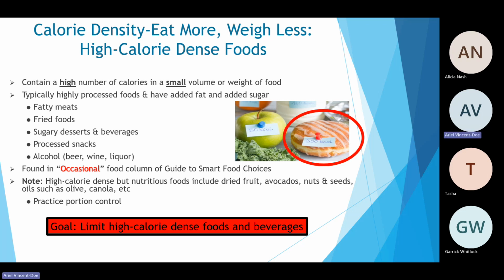Something that I do want to make note for everyone, there are high calorie dense foods that are nutritious. So even though they have a high calorie density, they are still nutritious, and they include dried fruit, avocados, nuts and seeds, and oils such as olive, canola, etc. So with these foods, if you find these in your guide to smart food choices, these foods are in your portion control. So they're not foods that you have to have just occasionally, but you do want to practice portion control because of the high calorie density.